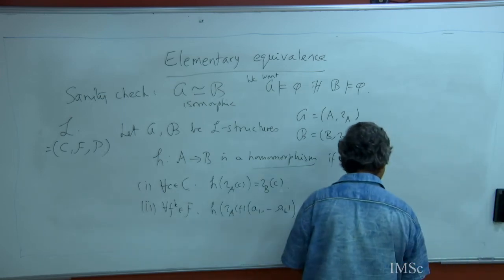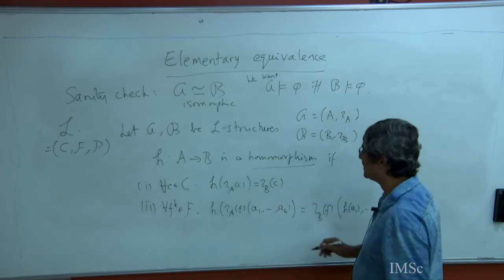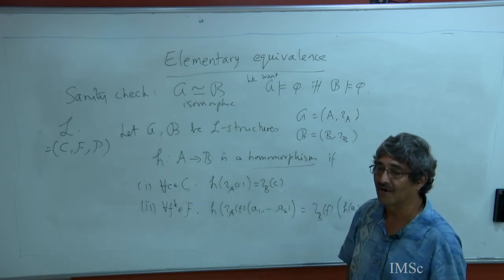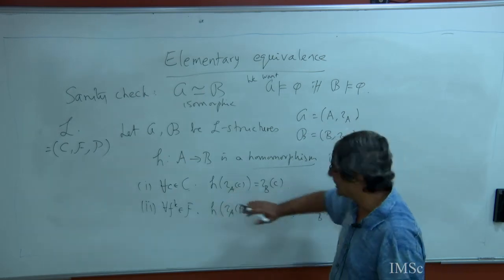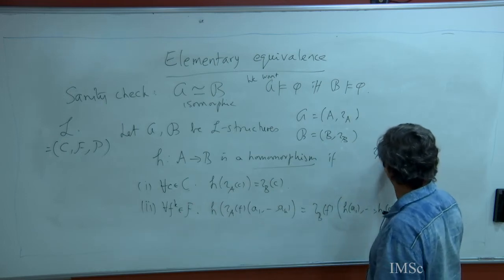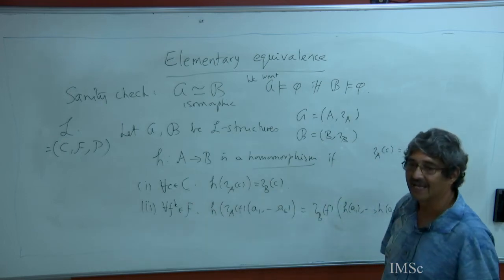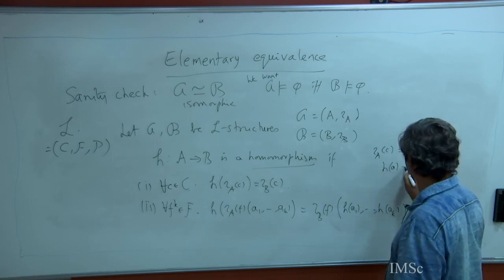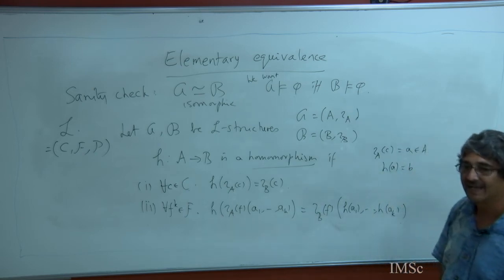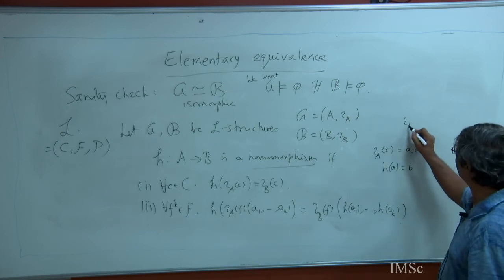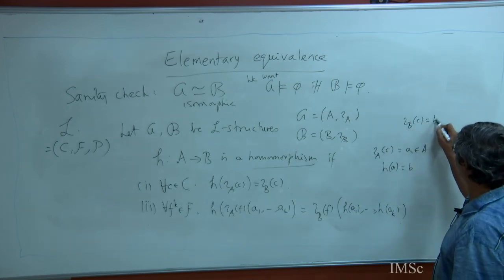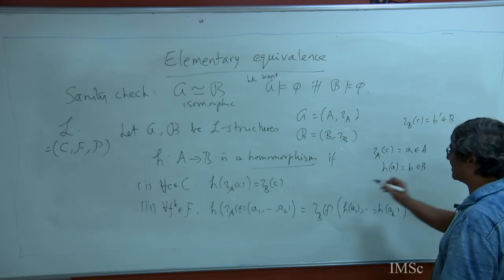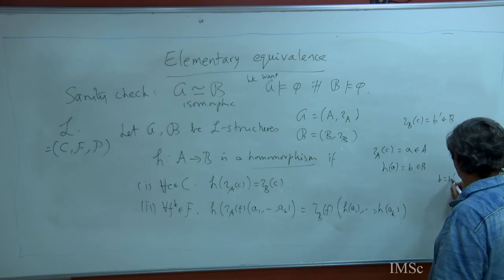Sir, I was asking in the first one, I_B of H of C, the right side of the equation. No, of course not. Look at this. I_A of C is some element a belonging to A, right? I apply H to it. H of a is some element b. Now, I_B of C is some b prime belonging to B, right? What the statement says is that b equals b prime.